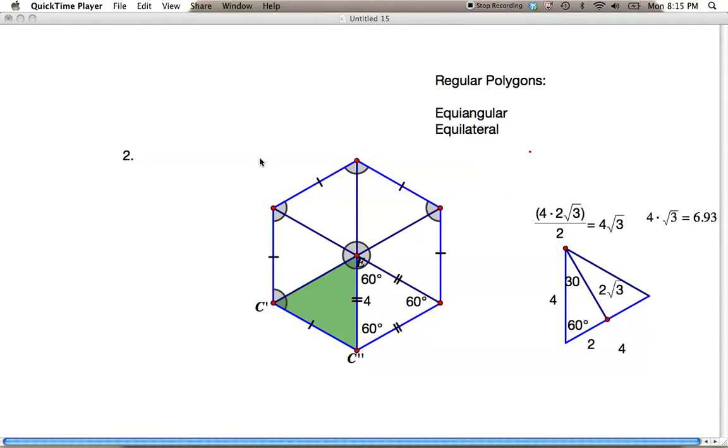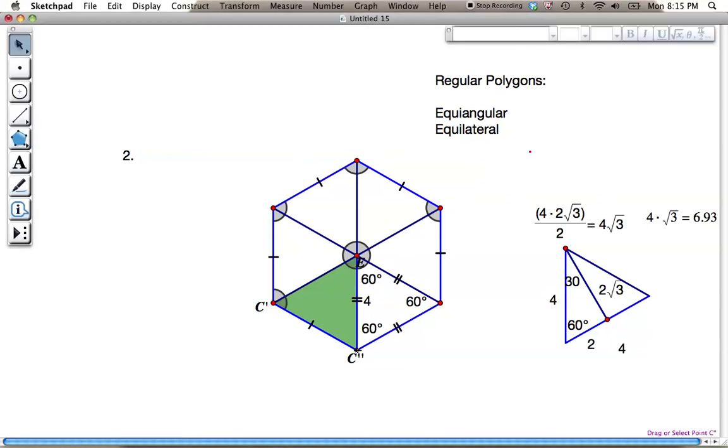We are now talking about homework 11.6, problem 2. Problem 2 asks you to find the area of a regular polygon with length from the center to a vertex of 4.